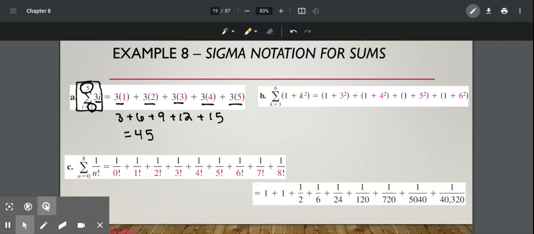If we look at B, this time they didn't use an i, they used a k, and it's okay, it's just a letter. So this says we're adding the 3rd through the 6th term, and we're plugging those in for k. So we'll start by plugging in the 3. So you have your 1 plus 3 squared, 1 plus 4 squared, 1 plus 5 squared, and we go up to the 1 plus 6 squared. So you get 10 plus 17 plus 26 plus 37, which gives you 90.